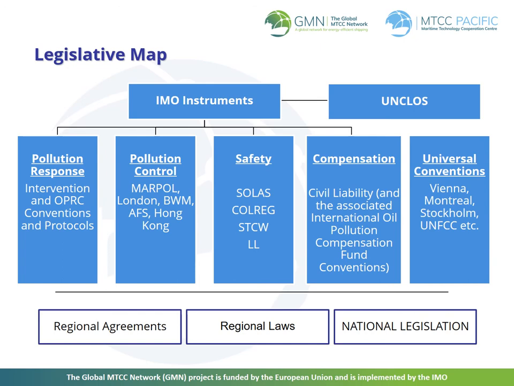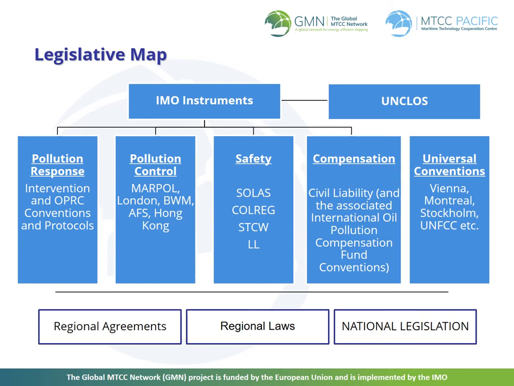States which are party to OPRC 90 and OPRC HNS protocol are required to establish a national system for responding to oil and HNS pollution incidents, including a designated national authority, a national operational contact point, and a national contingency plan. These need to be backed up by a minimum level of response equipment, communications plans, and regular training and exercises.